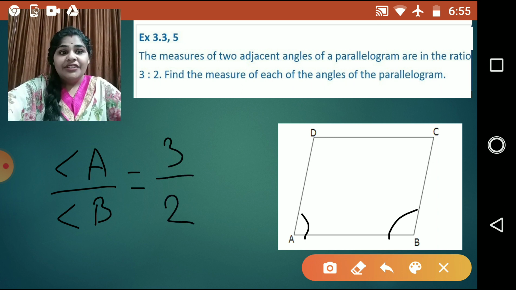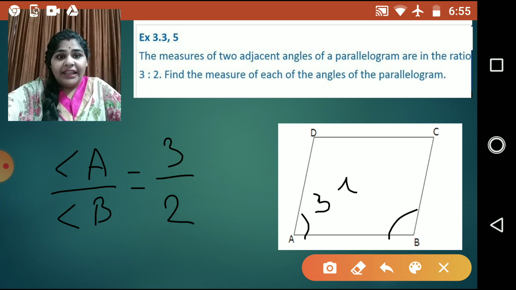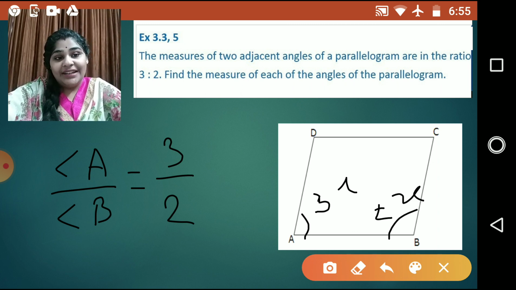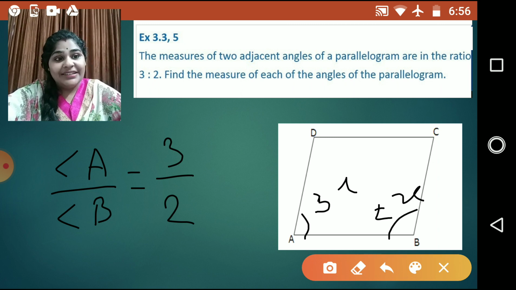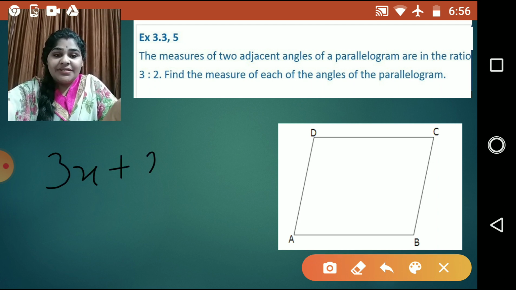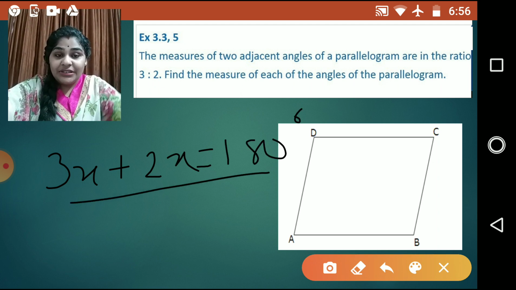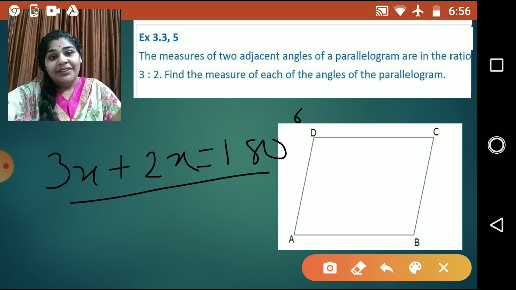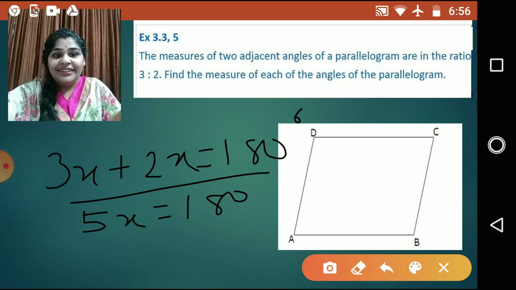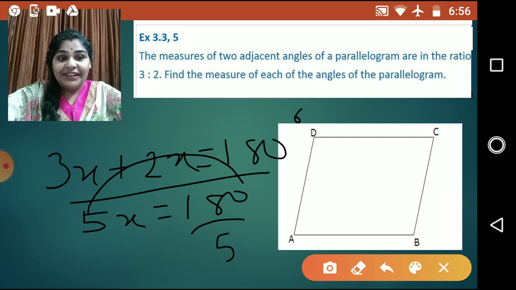So that means angle A is equal to 3x, right? And angle B is equal to 2x, right? And we know that adjacent angles add up to 180 degree. So can I now write here 3x plus 2x is equal to 180 degree? Yes, this is how an equation is formed, right? Now you know how to solve it. 3 plus 2 is 5x is equal to 180 degree. Now transpose this 5, it will go in division, then x is equal to 180 divided by 5.